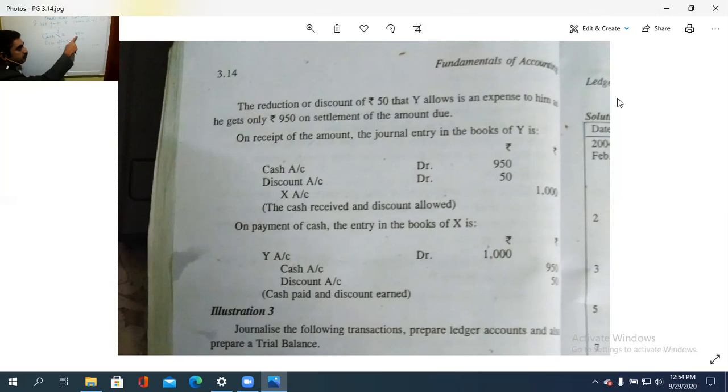So cash account debtor 950 with the amount received, and discount allowed to X, that is 50 rupees, to X account 1000. Then if the amount is received by Y, then Y's account debtor 1000 to which one? Cash account 950 and to discount received 50. See the difference. X in the account, X in the book, entry Y's account debtor to cash with the amount received, amount needs to be paid, isn't it? And to discount received 50.